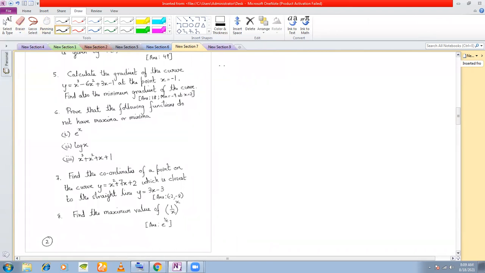Number 5. The question here is: calculate the gradient of the curve x cube minus 6x square plus 3x minus 1 at the point x equal to -1. Find also the minimum gradient of the curve. So given here, the equation of the curve: y is equal to x cube minus 6x square plus 3x minus 1.